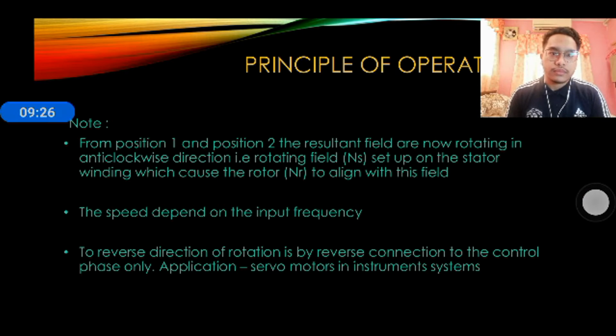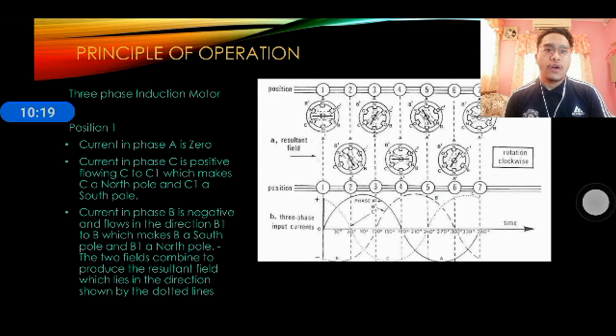From position 1 and 2, the resultant field is now rotating in an anti-clockwise direction. The rotating field speed is set up on the stator winding, which causes the rotor speed to align with this field. The speed of the rotation depends on the input frequency. To reverse the direction, reverse the connection to the control phase only. Application is in servo motors in instrument systems.